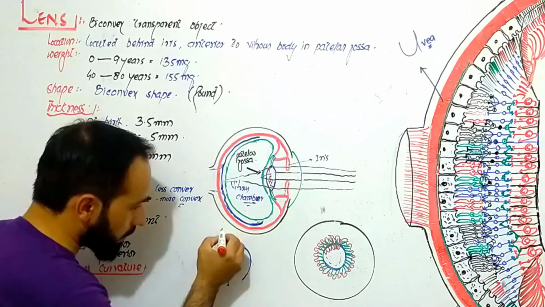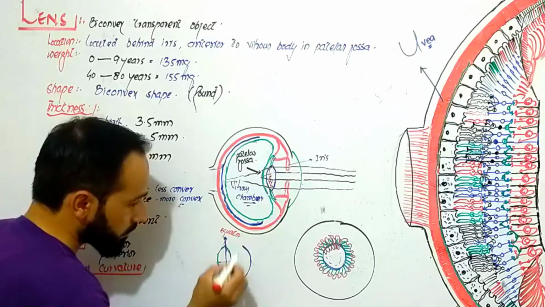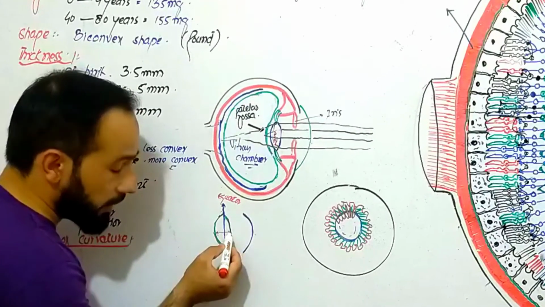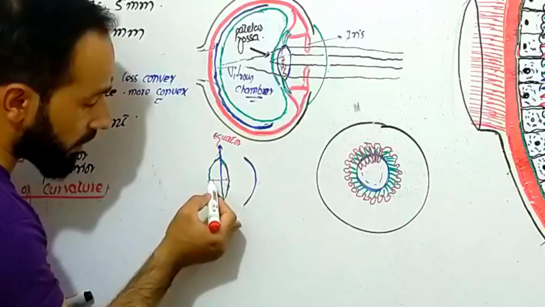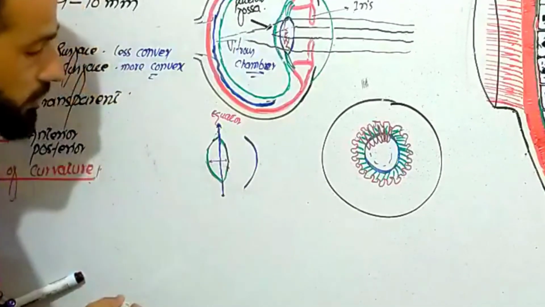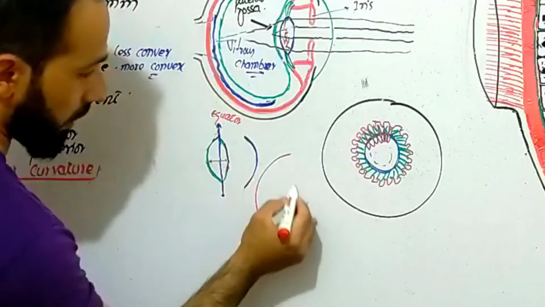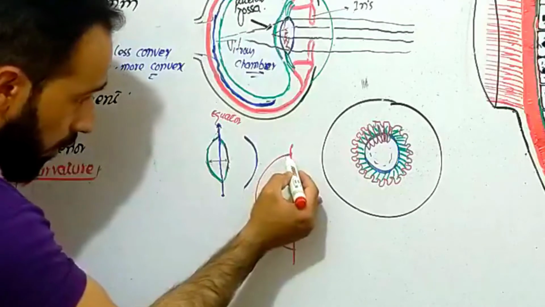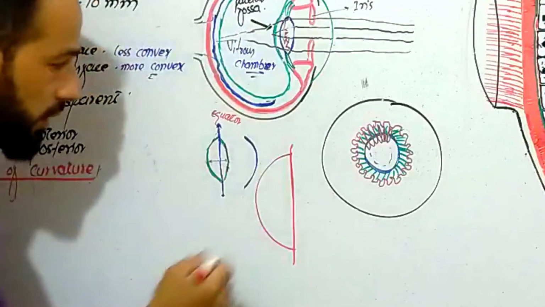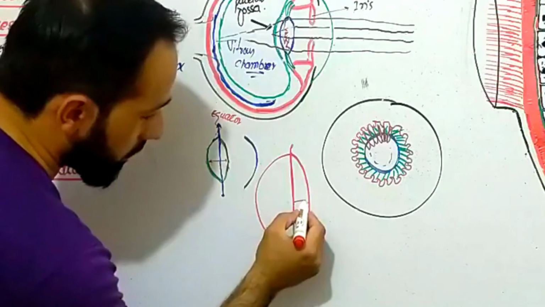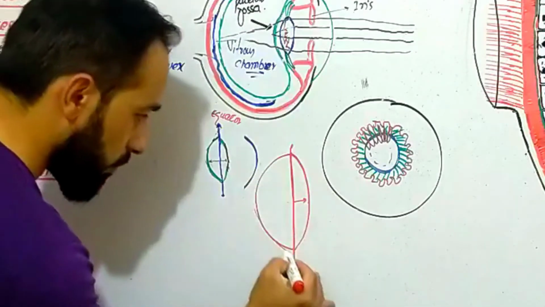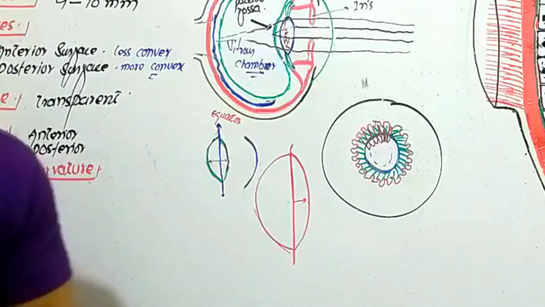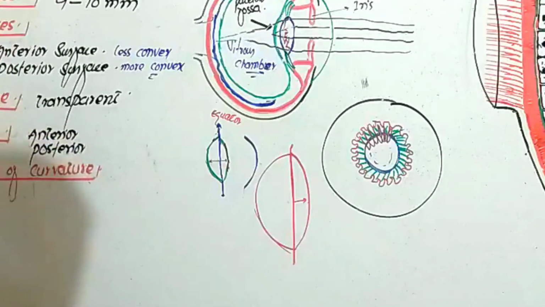So this is the equator. From the equator, how much space is there between the equator line and the anterior surface, and how much space is present between the equator line and the posterior surface? So this is the radius of curvature. If the curve is less, then the radius of curvature is less. If the curve is more, then the radius of curvature is more. So we should talk about the anterior pole and the posterior pole radius of curvature.